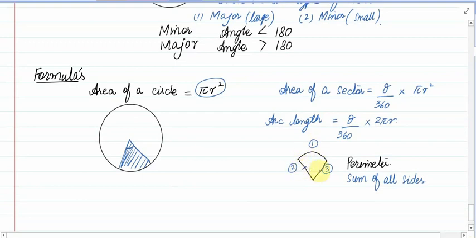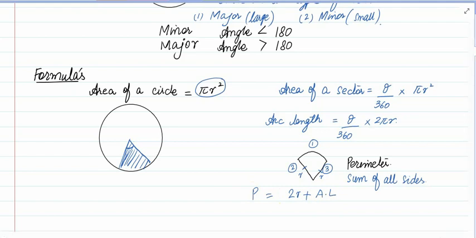So this length and this length are always equal, and they are the radius. So r plus r is 2r, plus 1 arc length. So the perimeter of a sector is 2r plus arc length, right? Okay. So that is the theoretical part of the sector: what is a sector, what does it look like, and what are the working formulas to find the area and perimeter of the sector.